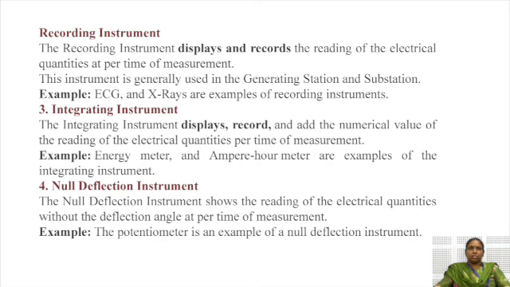Recording instruments display and record the reading of the electrical quantity at the time of measurement. Example, ECG and X-rays. Integrating instruments display, record and add the numerical value of the reading of the electrical quantities. Examples are the energy meter and ampere hour meter. Null deflection instruments show the reading of the electrical quantities without a deflection angle at the time of measurement. Example, potentiometer.